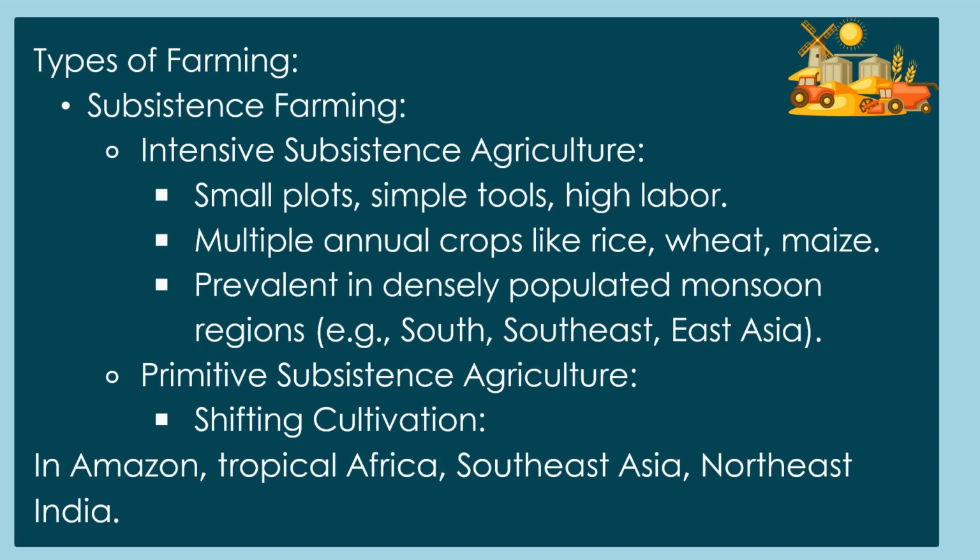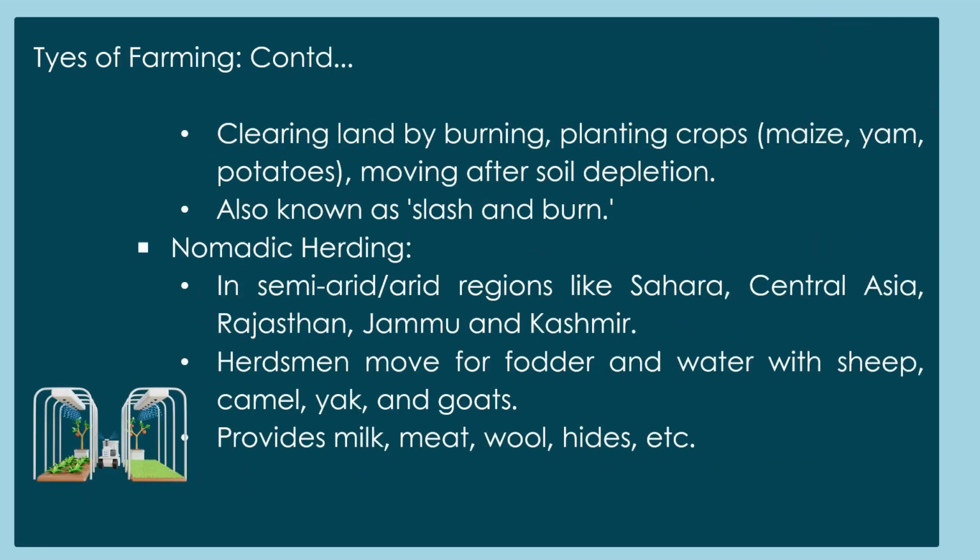Now the second one is primitive subsistence agriculture. It includes shifting cultivation. In the Amazon, tropical Africa, Southeast Asia and Northeast India, this process is followed. It is done by clearing land by burning, planting crops like maize, yam and potatoes, and moving after soil depletion. This is also known as slash and burn.